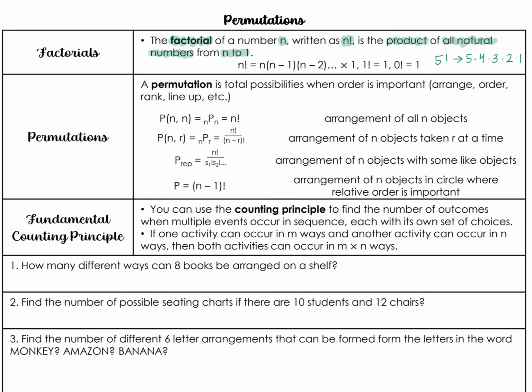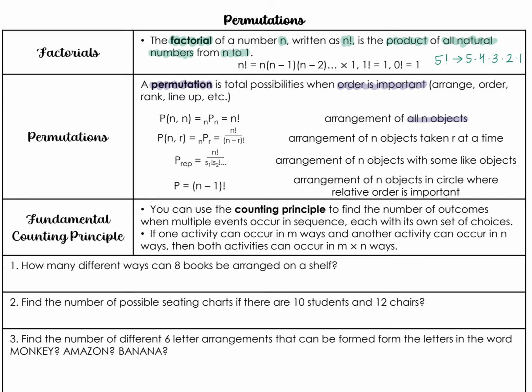All right, moving into our permutations. A permutation is the total possibilities when order is important, such as some keywords of arrange, order, rank, lineup, etc. We do have a few different formulas depending on the scenario. An arrangement where all of your n objects, everything that's available to you, is being used, can be written as P(n, n), because you're using all of what is available, which just results in n factorial.